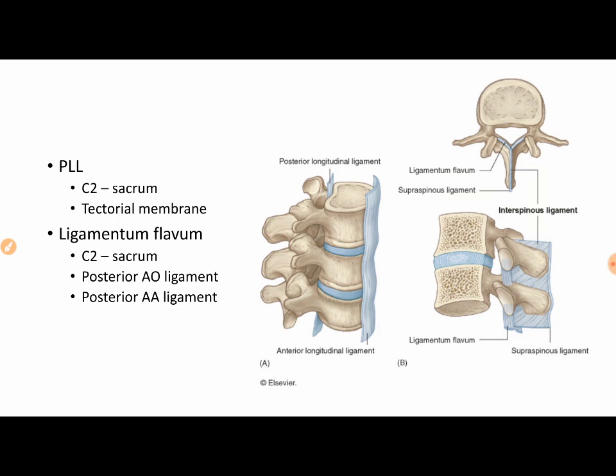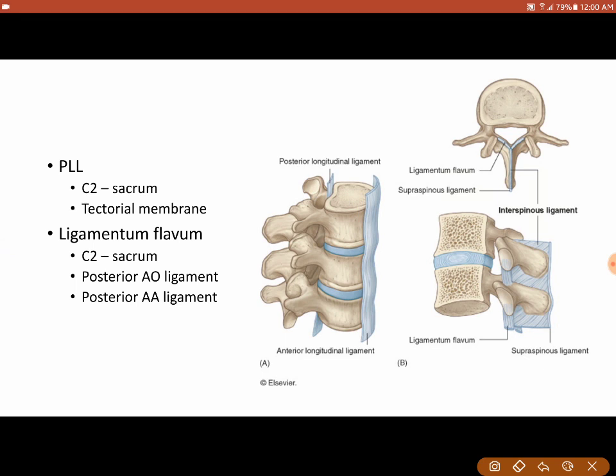Next ligament is your PLL, or also known as your posterior longitudinal ligament. It connects the posterior part of the vertebral body, and it limits flexion. It starts from your C2 down to your sacrum, and its continuation superiorly from C2 to the occiput, that is your tectorial membrane.